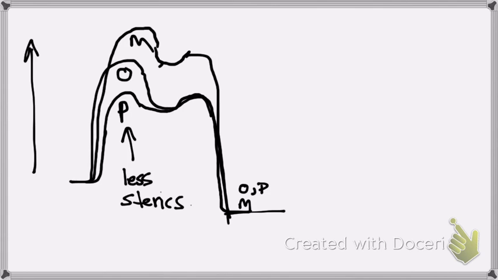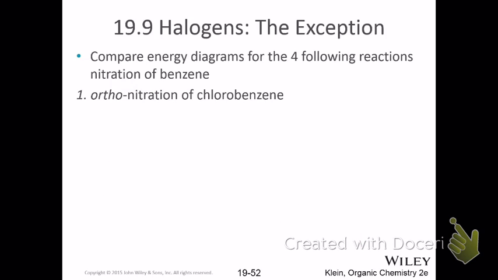Which one are you going to get more of? Don't know yet, right? You never did the experiment. It's probably going to be ortho because the groups are small, right? So even though para has a lower energy, ortho, because there's two ortho positions, you may end up with more product. All right. That's all of that.